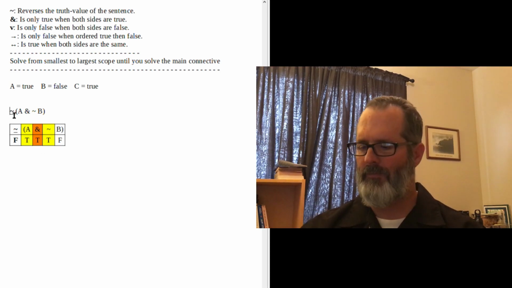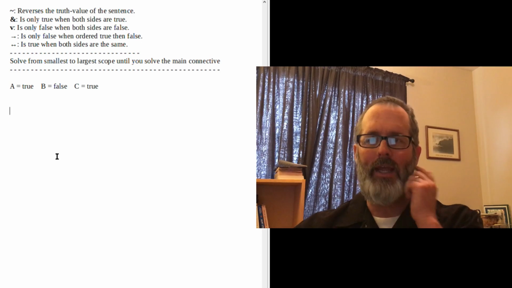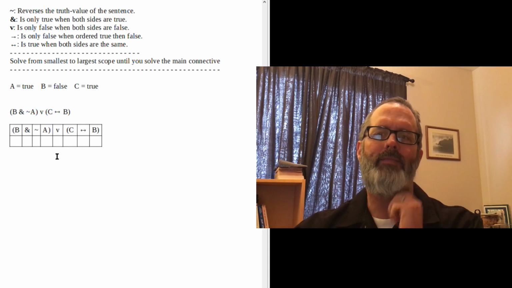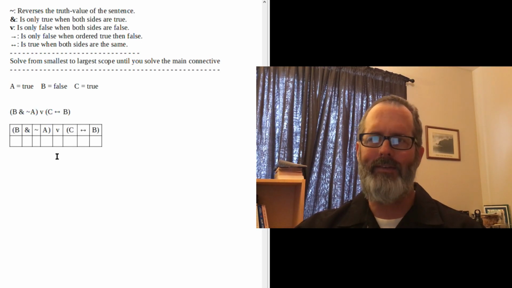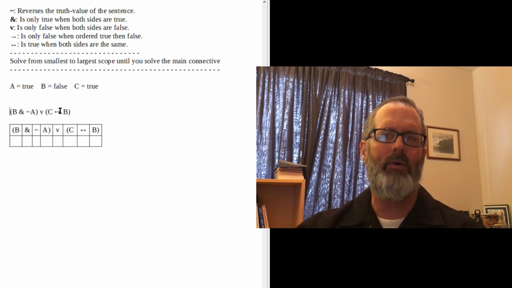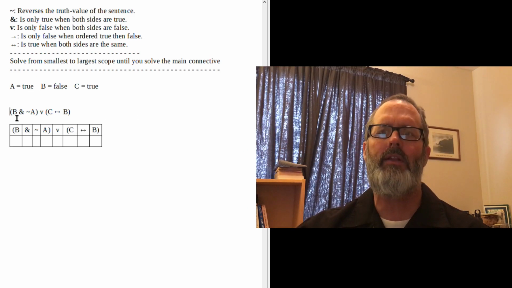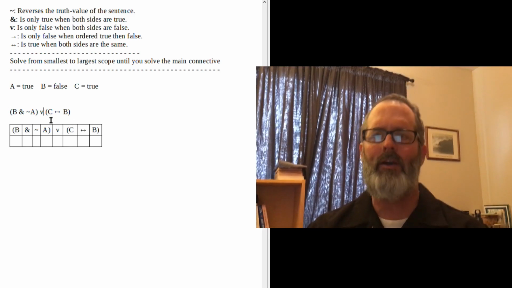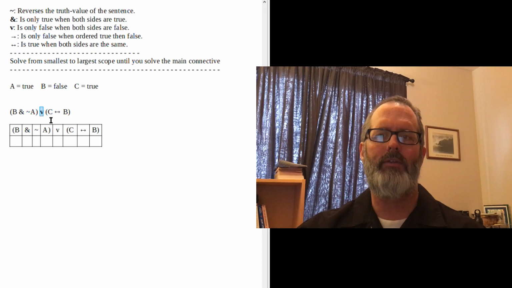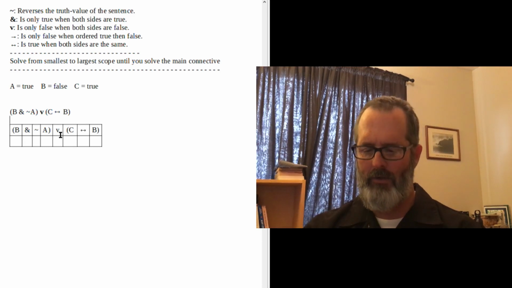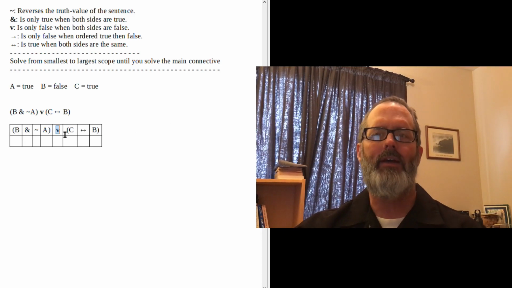Next. We're getting more and more complex. Our next sentence is this. Good. We need to make the main connective stand out. So look, all of this is in parentheses. This is in parentheses. So this is our main connective. I will bold it. In our sentence down here, this is our main connective. That is our final value. That value will determine the value of the whole sentence.